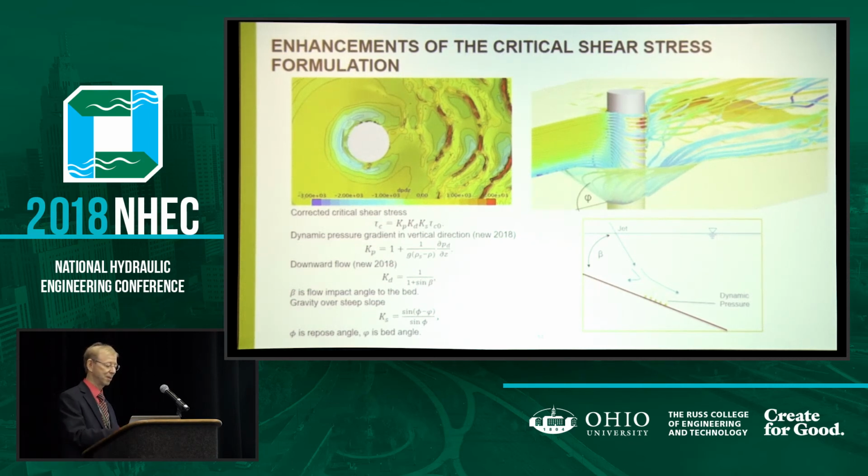So the two other ones that we added are to account for typically downflows at the leading edge of obstructions. They're from Wyming Wu's work. One is related to the vertical pressure gradient, and the other one is related to when you have a downflow, the angle of the downflow with respect to the bed in the near vicinity of the bed.